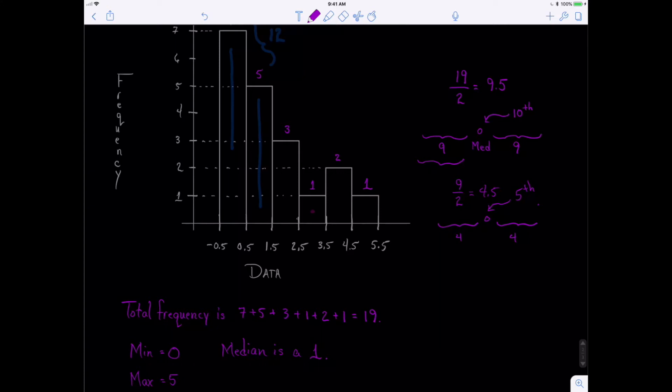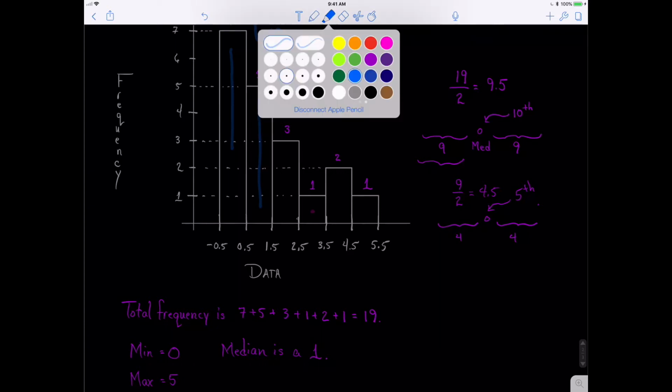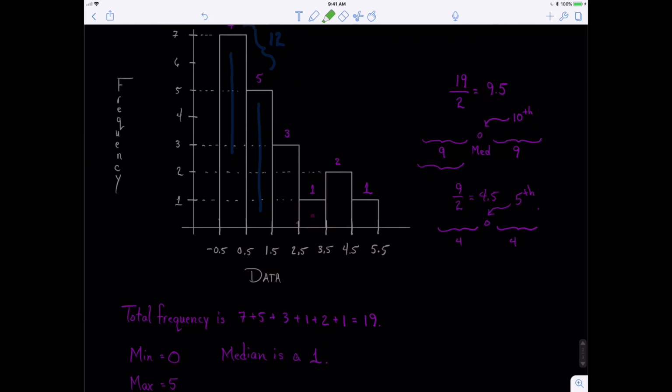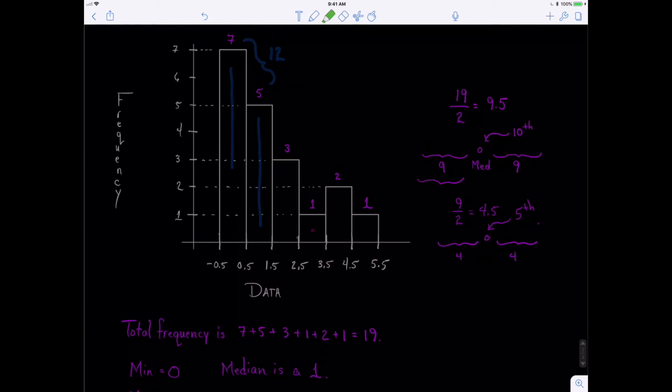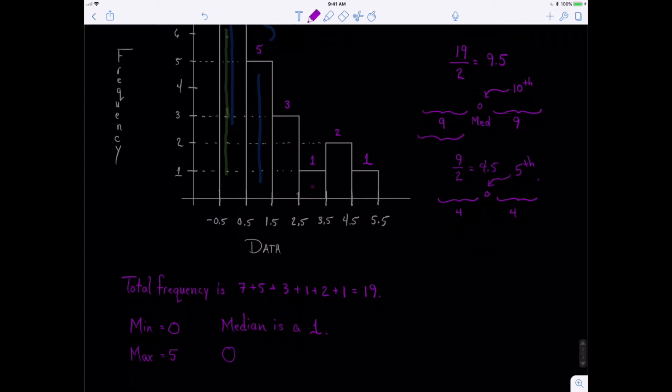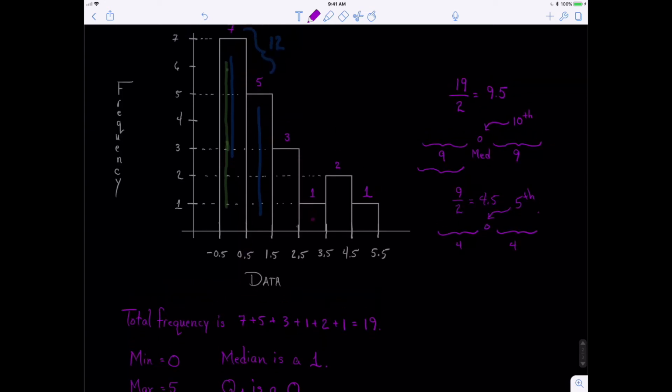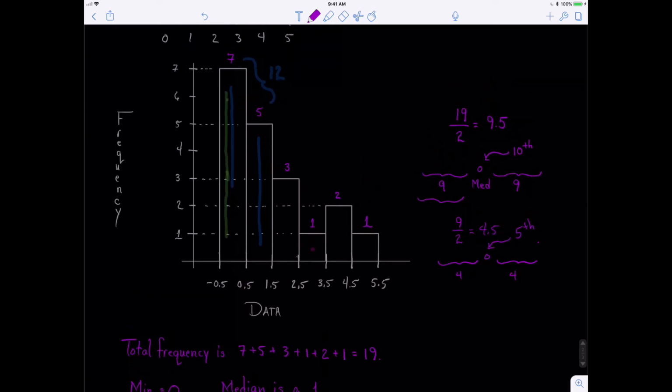Well, let's come back to our picture now. Let's use a different color since we're working on a different value. Notice that if I look at my histogram here, the 5th value right off the bat is somewhere in this first column, and we know that because the first 7 values are in there. I only needed the 5th value. So in other words, Q1 must be in the first column. And so we can write Q1 is a 0.